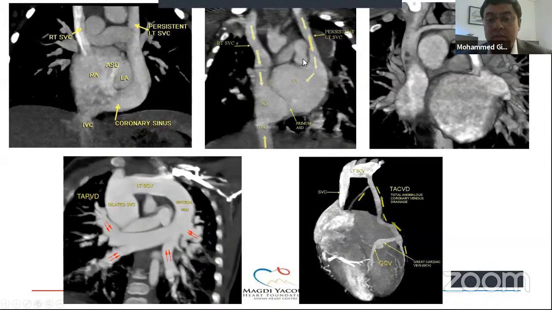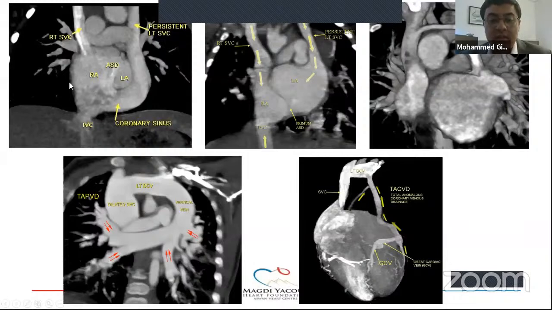In some cases, with total unroofing of the coronary venous sinus, the persistent left subclavian cava is seen as if it drains into the left atrium. This one is the left atrium, and this one the right atrium, right SVC, IVC. And this is the persistent left subclavian cava in case of total unroofing of the coronary venous sinus, seen draining into the left atrium, okay? Also, you can see there are bridging veins between both subclavian cava in this case.